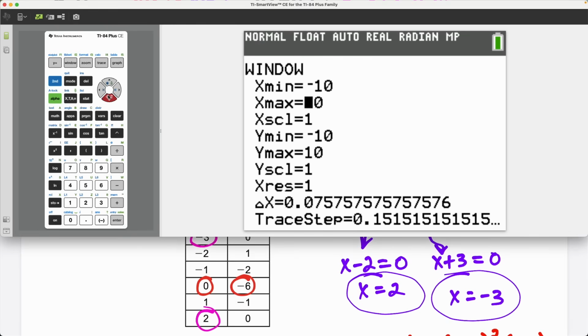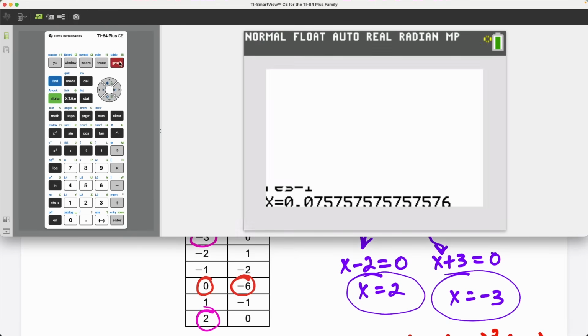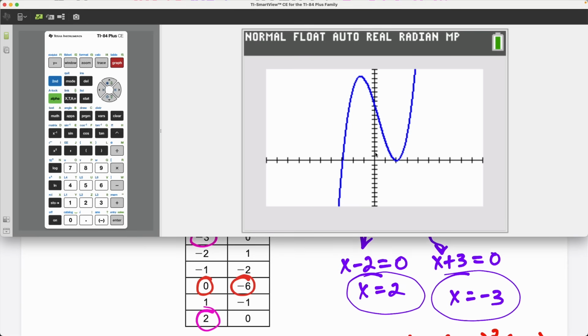For the y-axis, I would have to bump my y maximum up to, let's say, 20, so that I could see when f of x crosses the y-axis. And we could see that this is going up here at (0, 12).